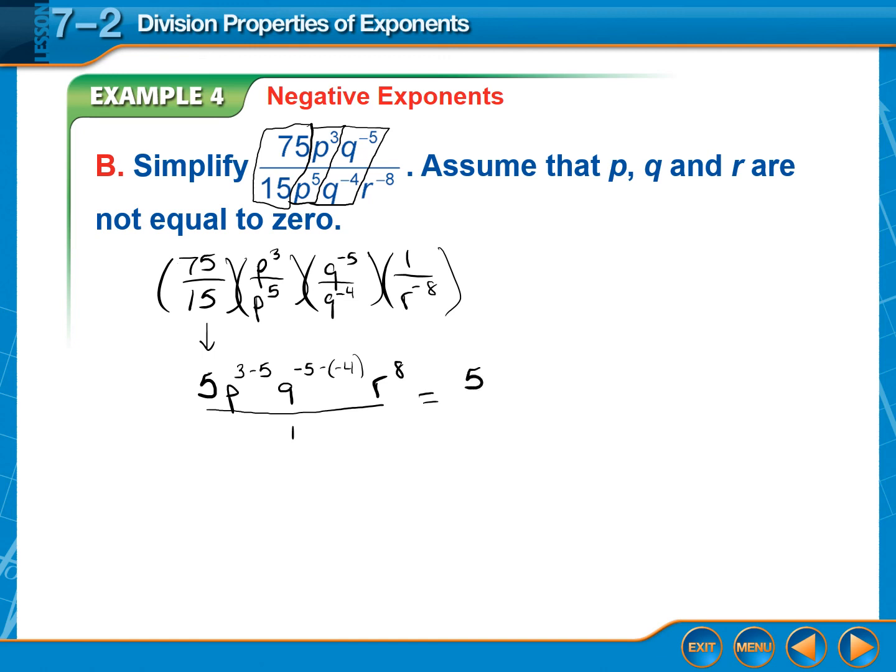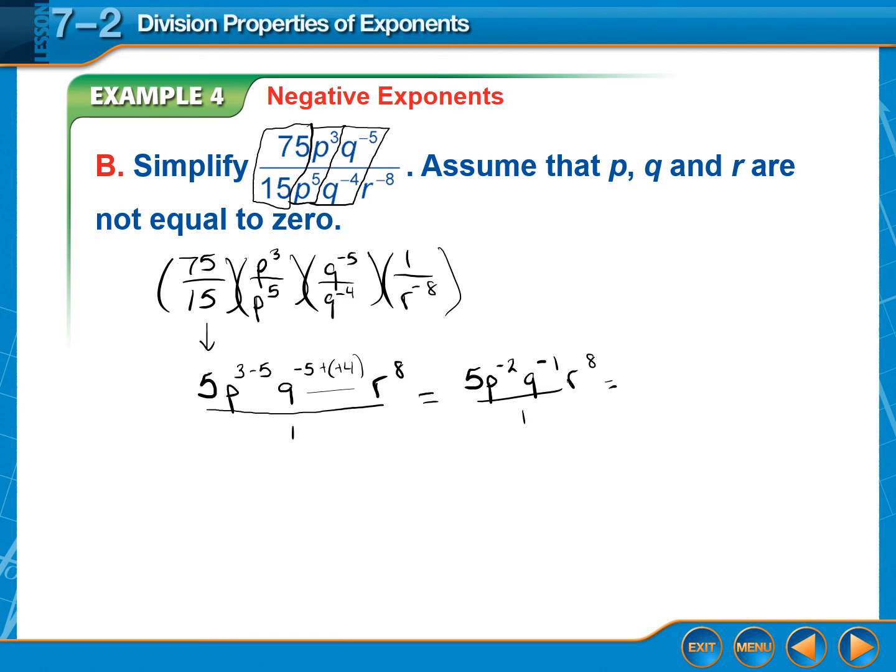So 5, p has 3 minus 5. So when I do 3 minus 5, I end up with negative 2. Q, if I do negative 5 minus negative 4, that's like adding. Right? Subtracting a negative is adding, so negative 5 plus 4 is negative 1. And hopefully now you see why it's important to write out the math that you're doing so you don't make simple mistakes. And then r to the positive eighth. And again, that's all over 1.